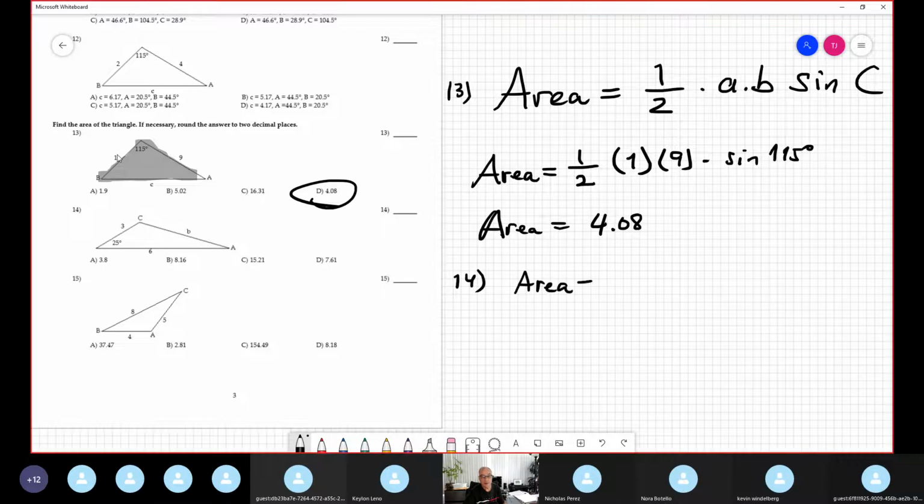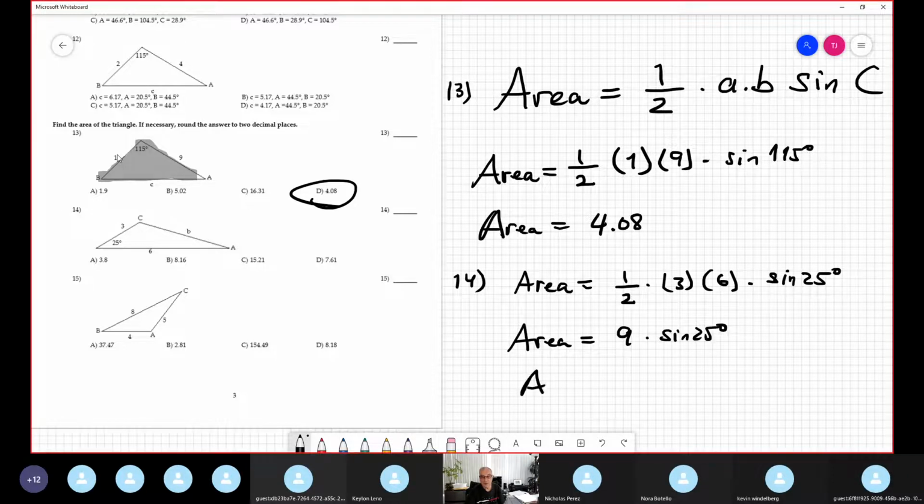Area is equal multiplication. When you have two sides and the angle in between the sides, you're using that formula. 1/2 multiplication by 3, multiplication by 6, multiplication by sine 25 degrees. Boom. 18, 9. 9 times sine 25 degrees. Put in the calculator, and the area is equal 3.8. Boom.